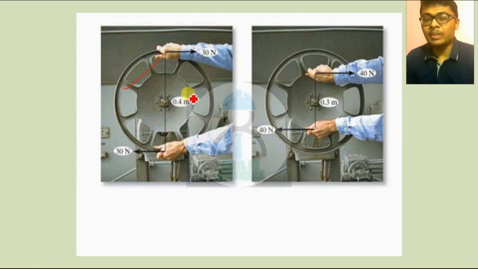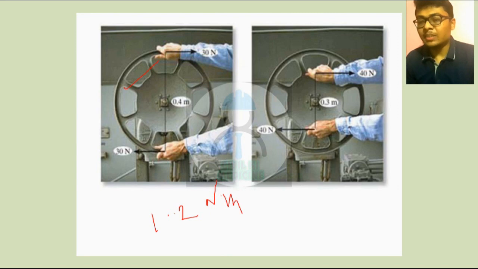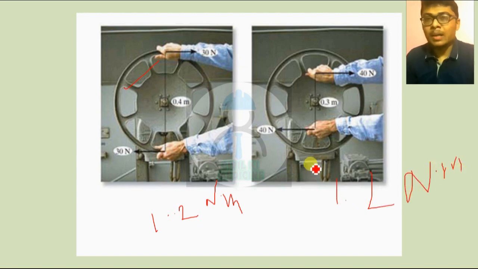Then the couple will be 30 into 0.4. Therefore, 1.2 Newton meter. Okay. See the second diagram. Here, the value of the force is 40, and the distance between them is 0.3. Therefore, in this case also, the moment, that means the couple, will be 1.2 Newton meter.